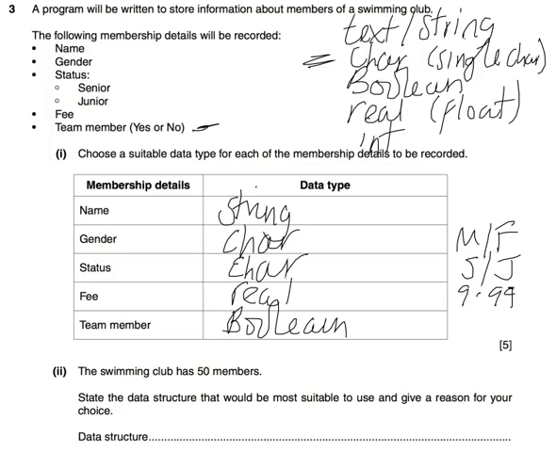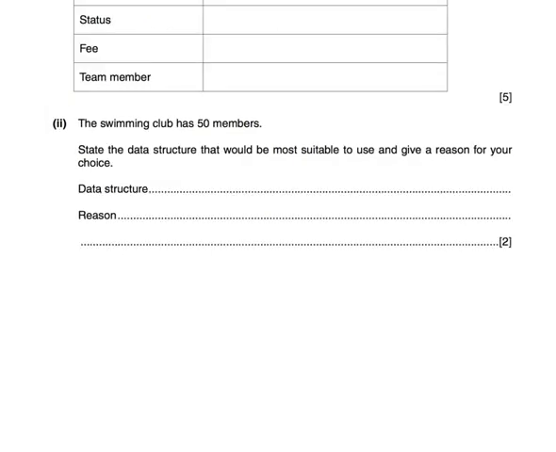There we go. Okay, so then it says the swimming club has 50 members, state the data structure that would be most suitable to use and give a reason for your choice. So let's have a look at the question more fully. Okay, so now we can see that there's 2 marks for that. So we're going to state the data structure that would be most suitable.